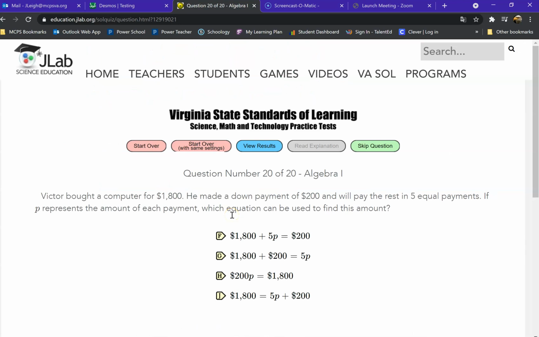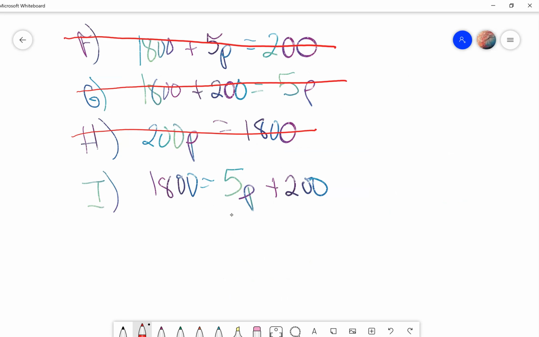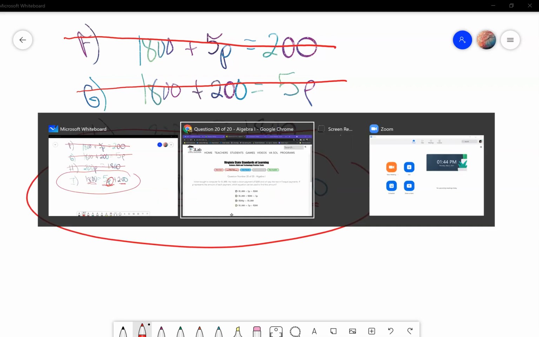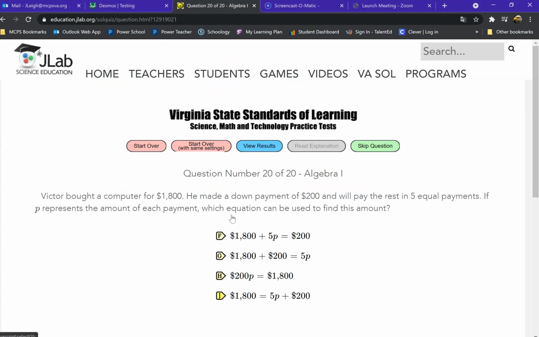He made a down payment of $200 and will pay the rest in 5 equal payments. So 5 with P representing the payment. So 1,800 was our total. He paid $200, and he has 5 more payments of a certain amount of dollars. So I is our answer. Or excuse me, J. Miss Leigh's eyesight is not that great.